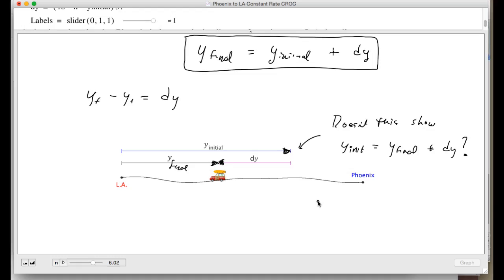So it makes perfect sense. Y initial plus dy, if dy is a negative value, gives you y final, which is less than y initial. So this works perfectly fine. This is not true. dy is negative because y is decreasing. If y is decreasing, then dy is negative.